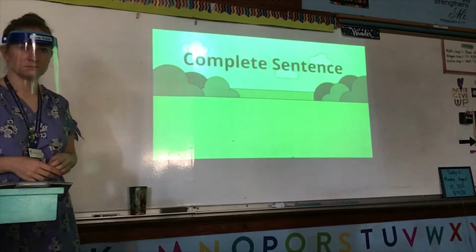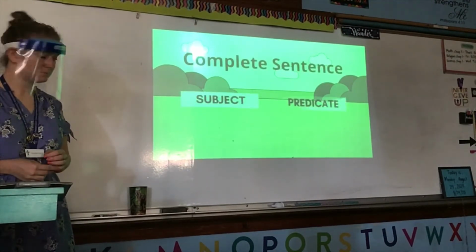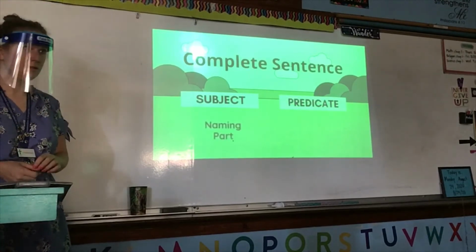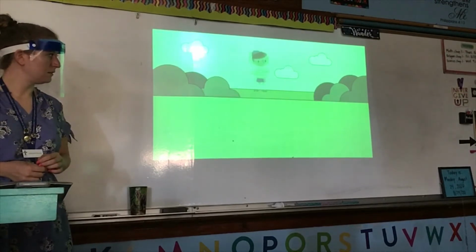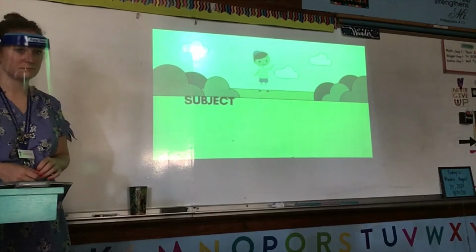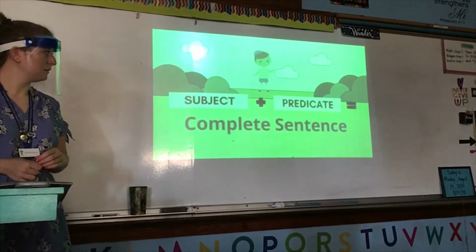A complete sentence has two parts, subject and predicate. A subject is the naming part and a predicate is the telling part. Let's learn a little more about how a subject and predicate make a complete sentence.